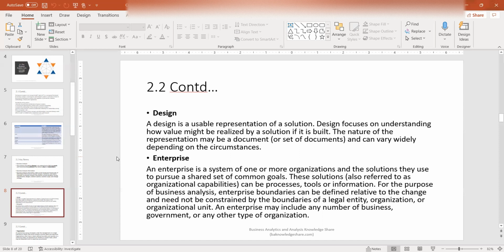All right, and then for the purposes of business analysis, enterprise boundaries can be defined relative to the change and need not be constrained by the boundaries of a legal entity, organization, or organizational unit. So an enterprise could be a combination of the vendor or the company itself, but they all have a common goal of maybe setting up a billing system in an organization. That's just an example.